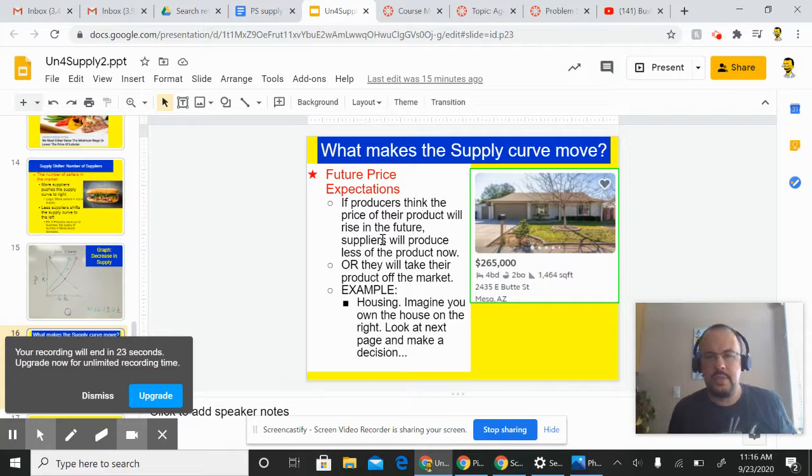Future price expectations. As you see on your paper, this only works one way. If I expect the price to go up in the future, I hold on to my supply, decreasing the current supply, shifting the supply to the left until the price goes up. And then I put my supply back on the market and I sell.